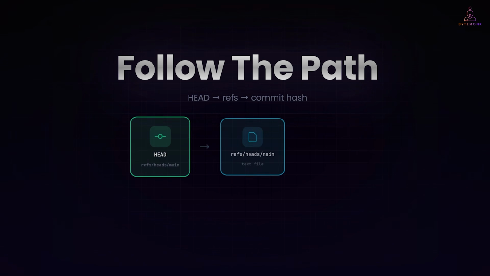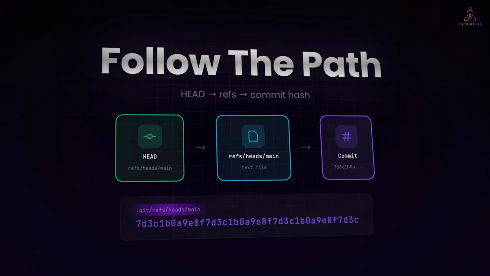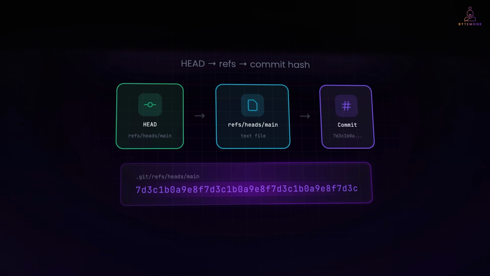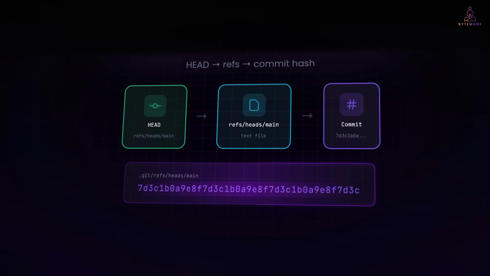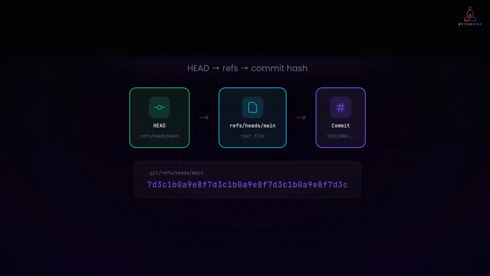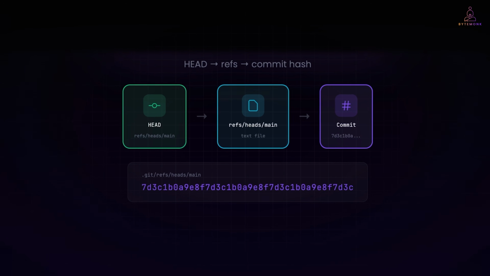Now, Git follows that path. It goes to .git/refs/heads/main, which is just a plain text file. And inside that file, a single line: the 40-character hash of whatever commit main was pointing to before you ran this command. That's your parent commit. That's the commit you were on 5 seconds ago.